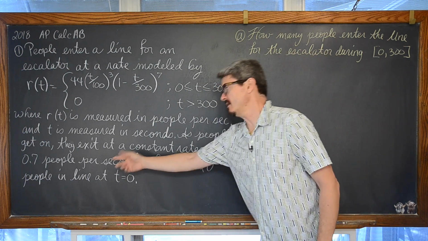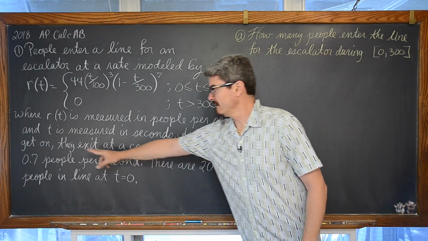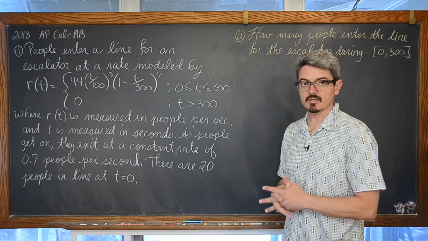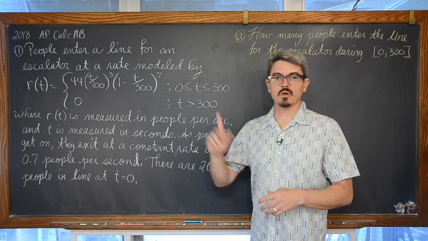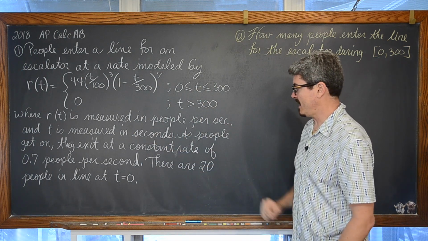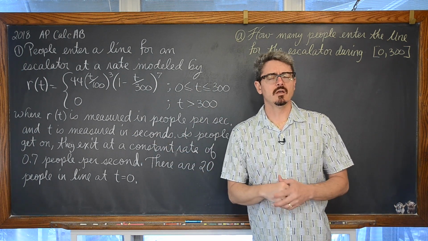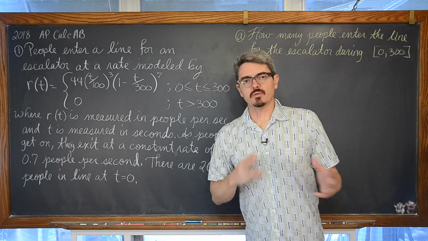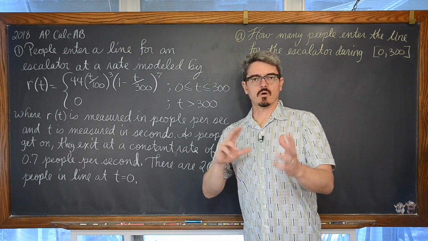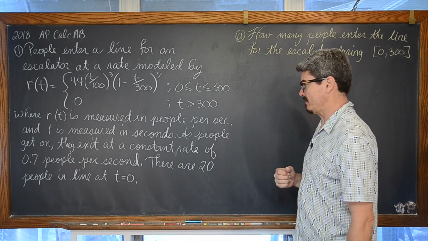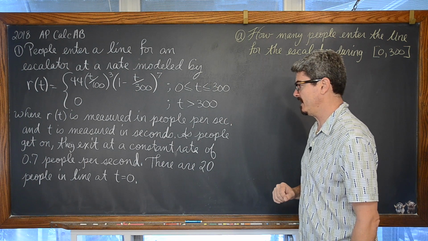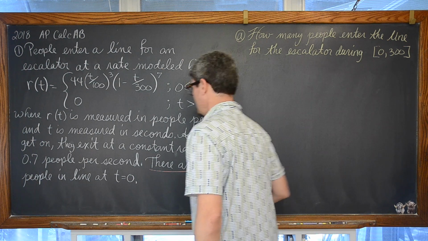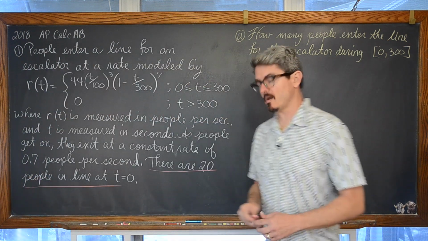As people get on, they exit at a constant rate of 0.7 people per second. So we basically have been just given a second function, one going in, and now we have one coming out. I don't know if I've ever seen a set of AP questions that did not include this scenario of a rate question where there's things coming in and out at the same time. There are 20 people in line at t equals 0. So this is an initial condition which we're sure is going to come into play.